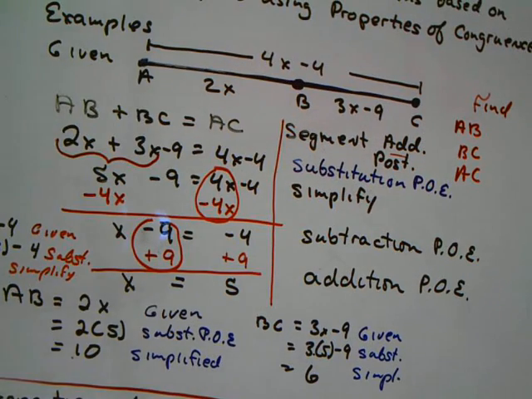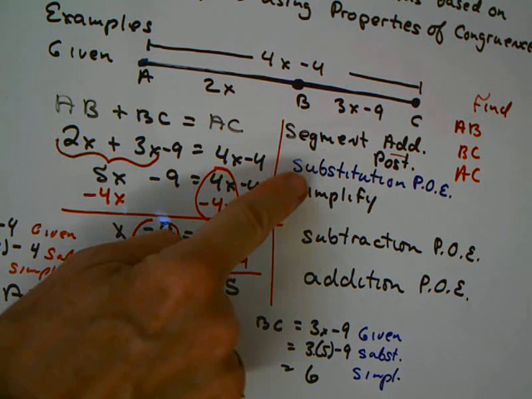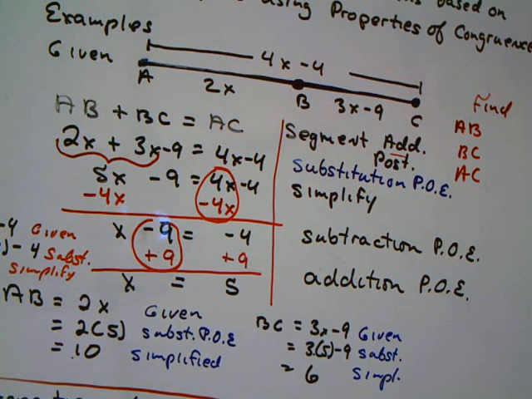And all of our properties of equality are just names of the things you do. If you add something to both sides, addition property. Subtract something from both sides, subtraction property, and so on and so forth. But whatever you do, you must give me the reason that you do it. Justify your actions.